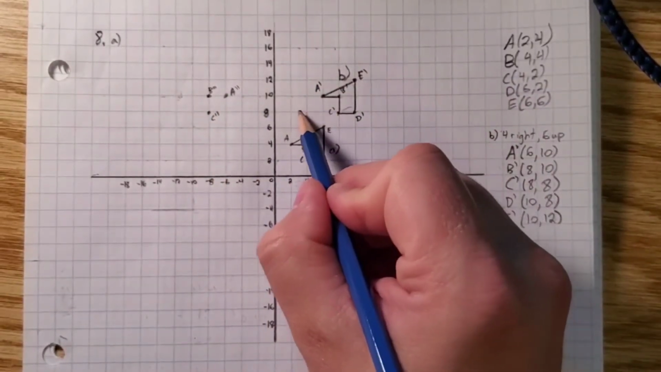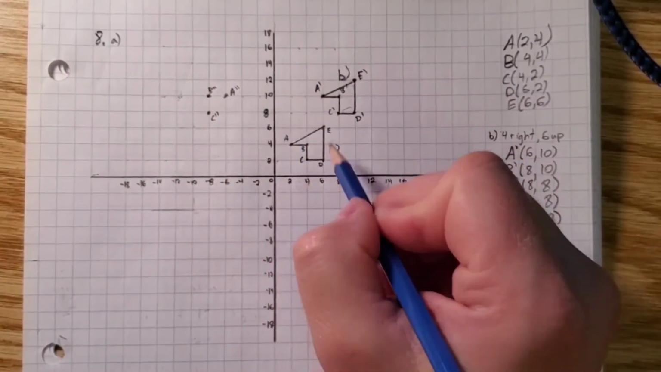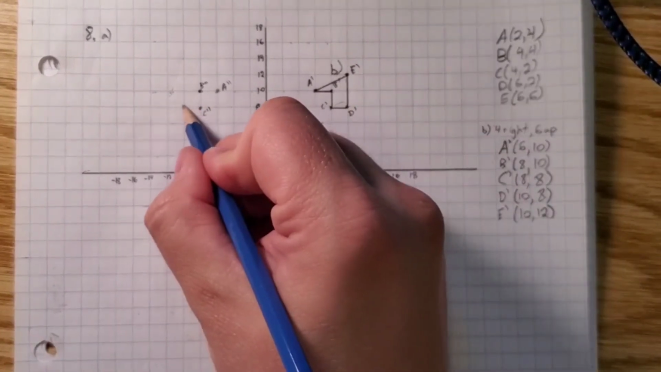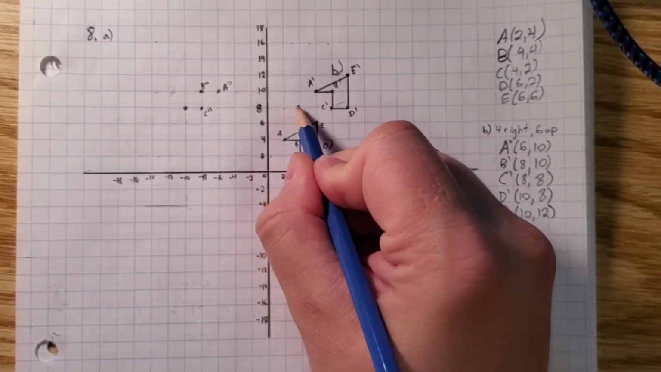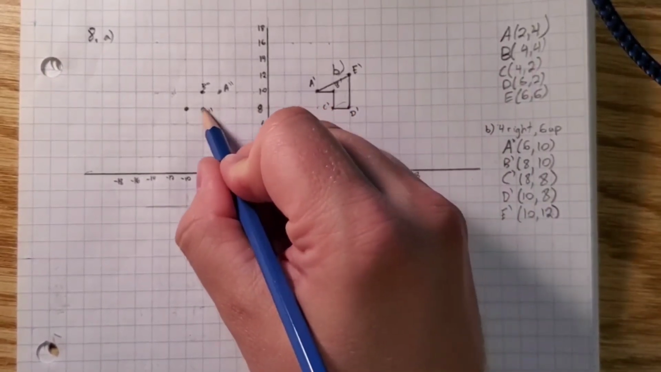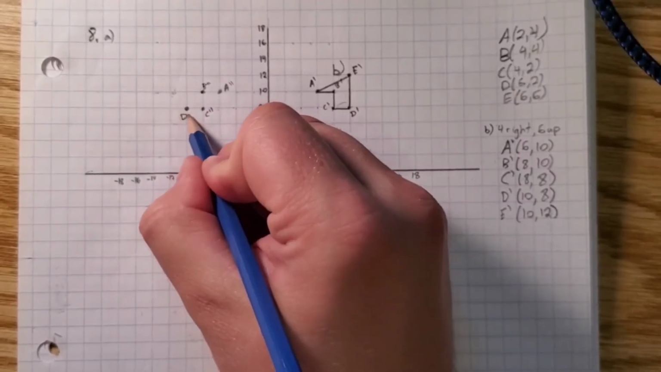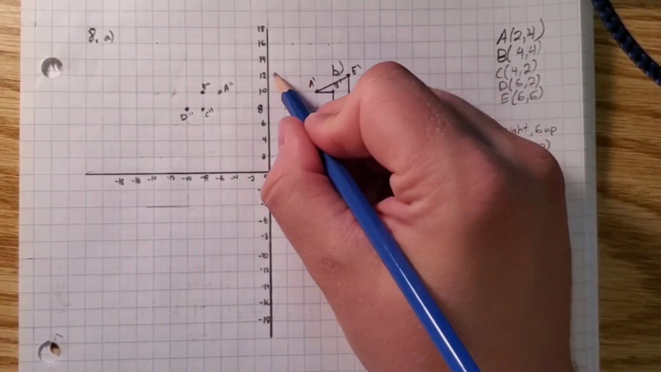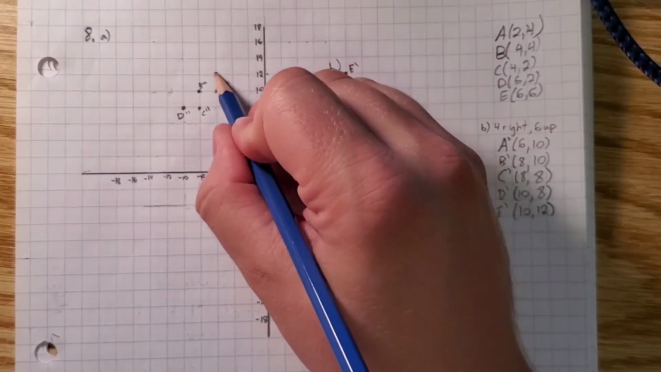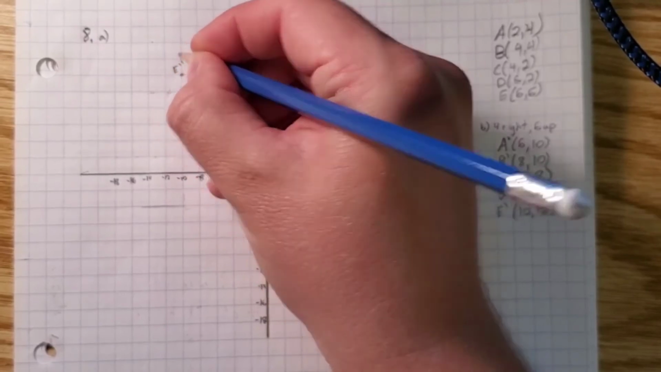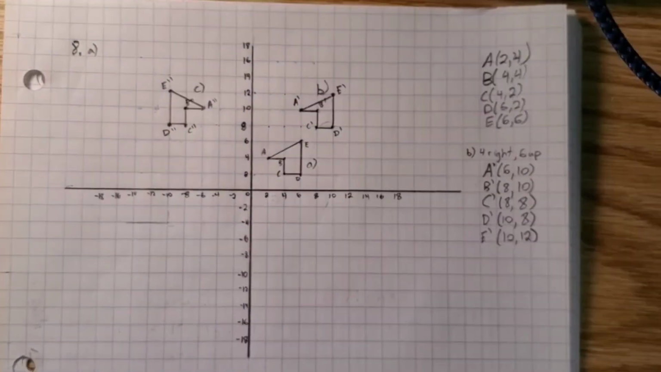Or you could have counted 1, 2, 3, 4, which is actually 8 values, but 4 boxes. D is one more away. Why? Because it's 1, 2, 3, 4, 5 boxes away. So 1, 2, 3, 4, 5 would be D double prime. And E is 1, 2, 3, 4, 5. So we go 1, 2, 3, 4, 5. That's E double prime. And then just connect it.